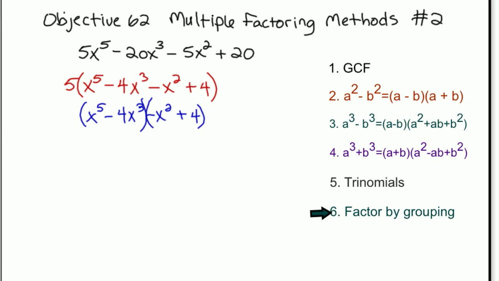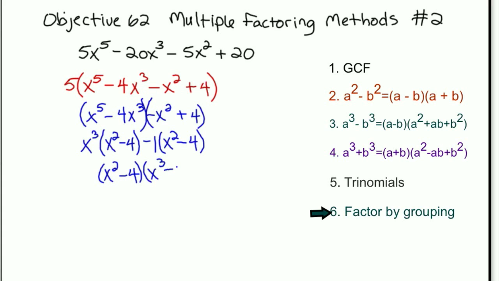In the first group, I can factor out an x cubed. I'll be left with x squared minus 4. And in the second group, I can factor out a negative 1, and I'll be left with x squared minus 4. Finishing the factoring on that, I'll have x squared minus 4 times x cubed minus 1. Now I'm ready to bring that greatest common factor back to my answer.